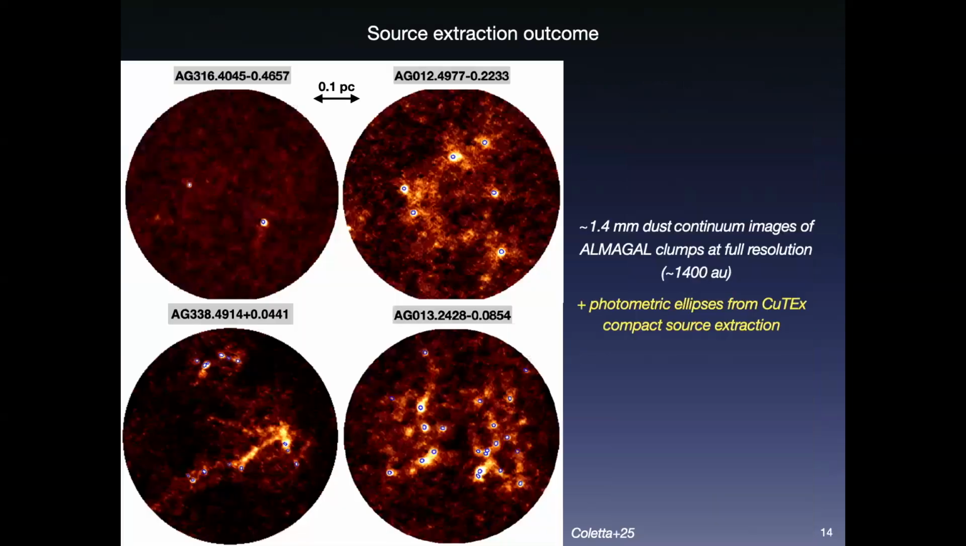So this is an example outcome of the source extraction procedure. I hope you can see the small photometric ellipses in blue. These are the same clumps as before, but I overlaid the cores that we identified in these clumps. After a very long effort in optimizing the parameter setups and addressing all these technical issues about these maps, we think that we managed to obtain a quite robust catalog, efficiently performing in all these different conditions.